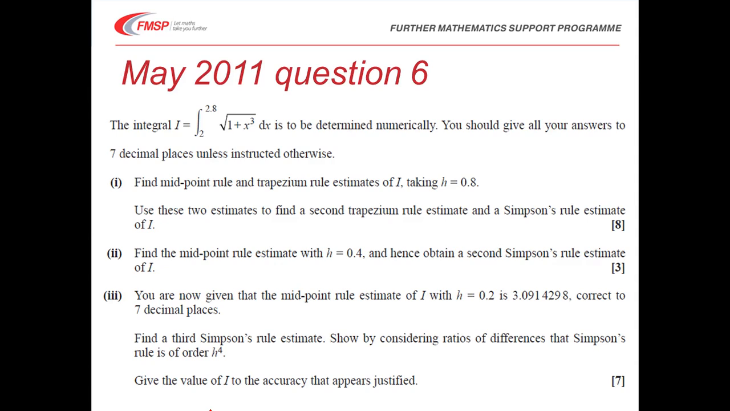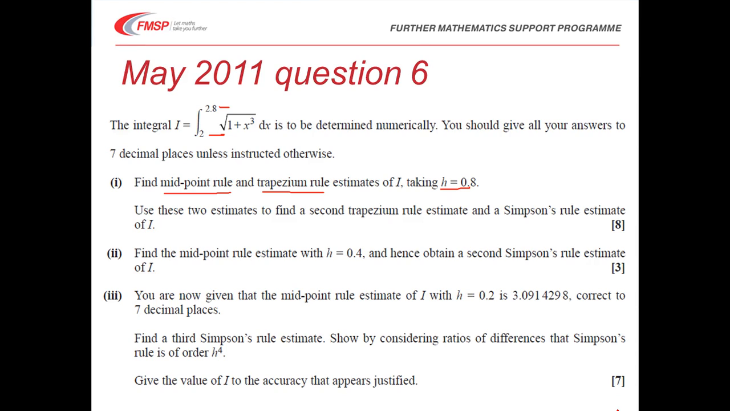Okay, so now we're on to May 2011 and it's question 6, and again another long question. This time it's 18 marks, so there's a lot of marks on it. They tell you the integral, and you've got a gap of 0.8 to start off with. So the gap between 2 and 2.8 is 0.8. What they're talking about here is finding the midpoint rule M1 and the trapezium rule T1 estimate of that integral. We'll work those out from scratch. We can then use shortcuts to do some of the other bits.